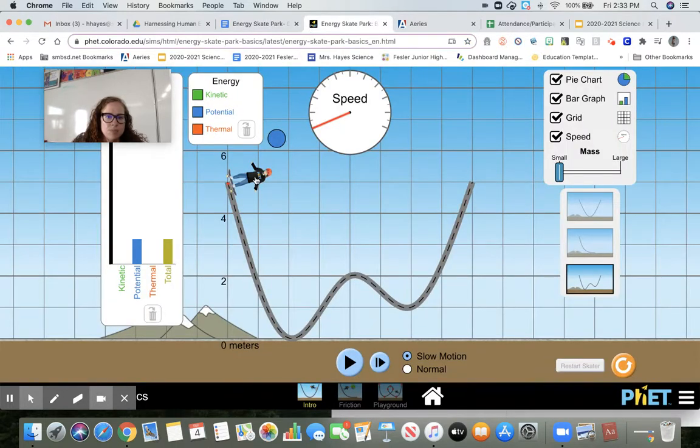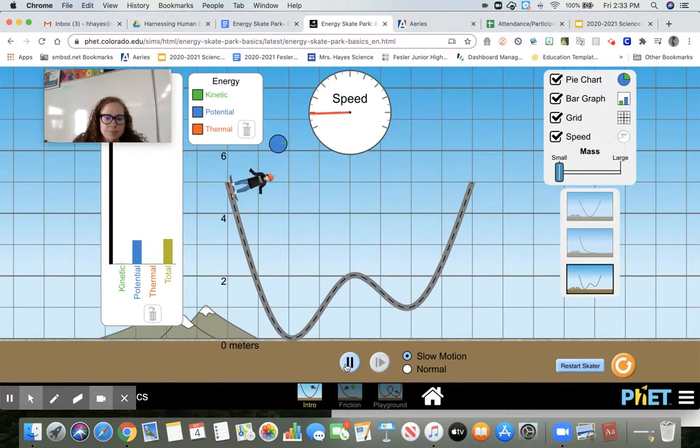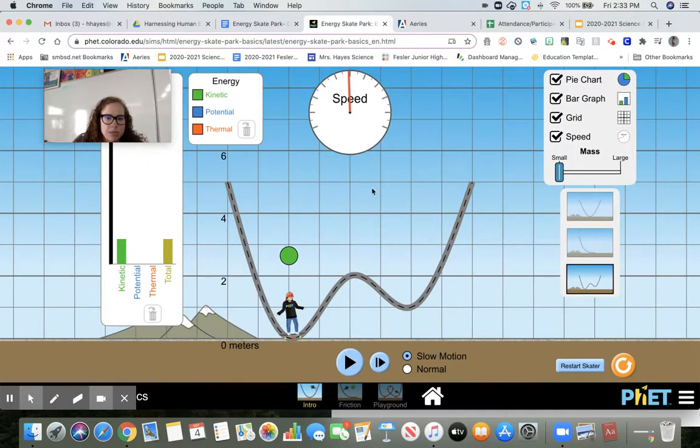So again, increase, decrease, stays the same. So as he moves from A to B, let's look at the picture again. I'm going to pause it at the bottom of the ramp. So at the bottom, it's all green. So it went from all blue to all green. So what happened to the potential? What happened to the kinetic? Did anything happen to the total energy? Okay, now I need to go back and look at my picture.